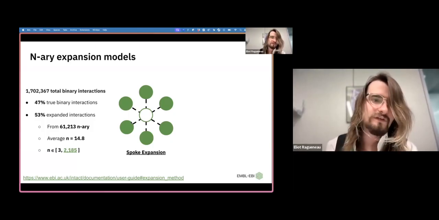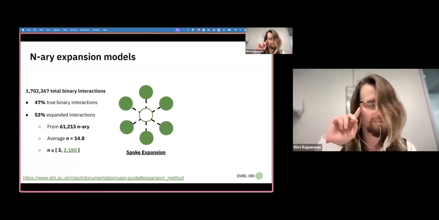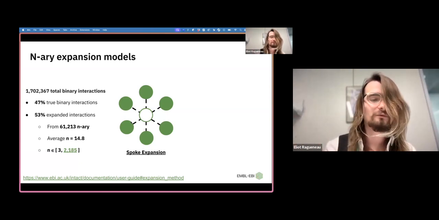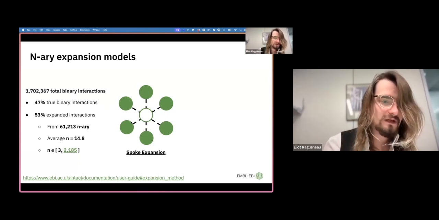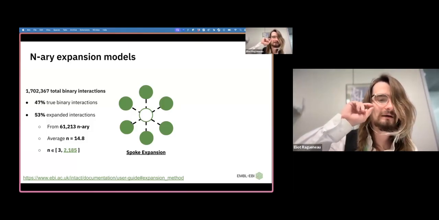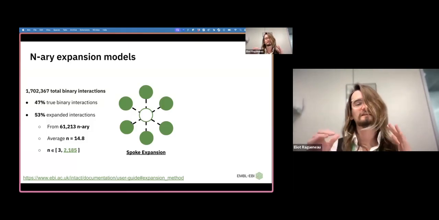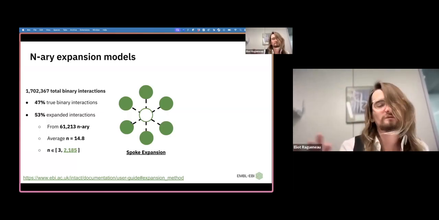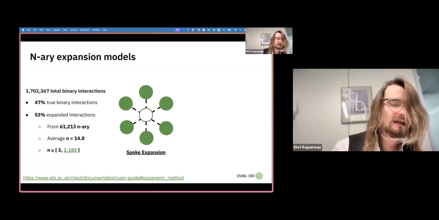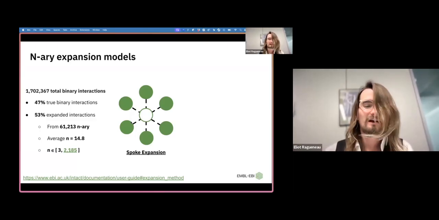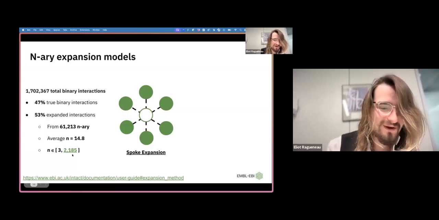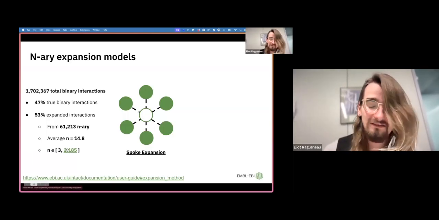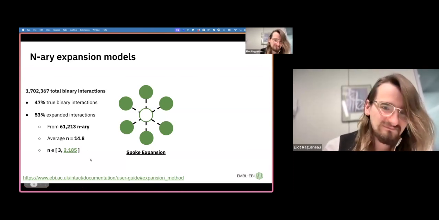So in terms of numbers, across the 1,700,000 total binary interactions, 47% were true binary from single experiments, but 53% came from expanded interactions, and in total 61,000 NR interactions, which means that we have an average n of close to 15, and in terms of range, it goes from 3 to a gigantic 2,000 interactors interaction. So this one is really gigantic.